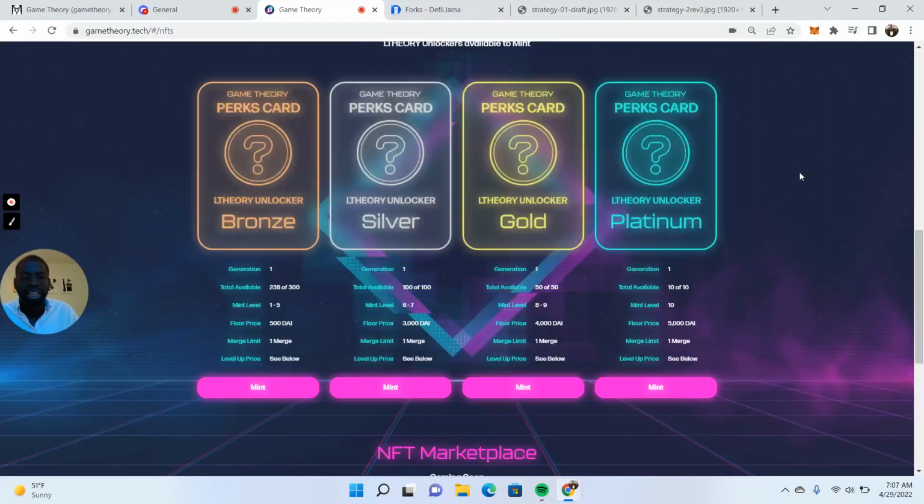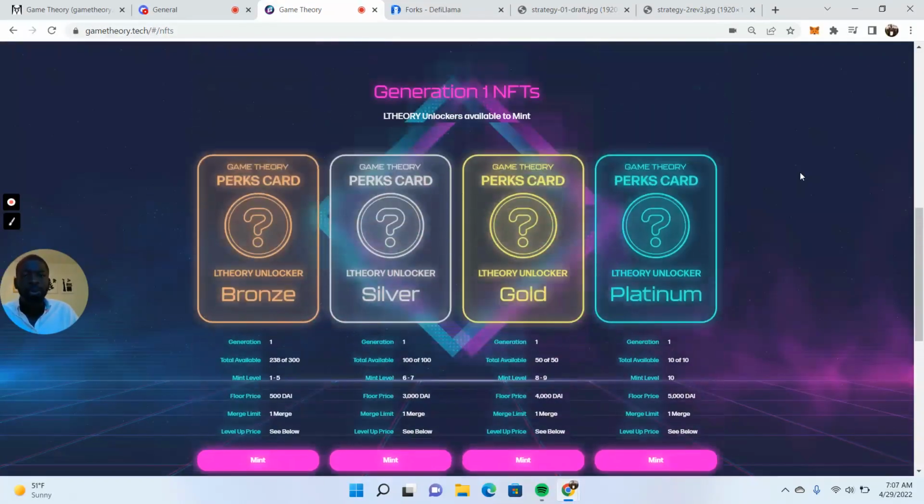So as you can see here, we have the 4 different types of Generation 1 NFTs that are available. We've got the bronze, the silver, the gold, and the platinum. Now that our vote has concluded, you can see the levels. Levels 1 to 5 are the bronze NFTs. Levels 6 and 7 are the silver NFTs. Levels 8 and 9 are the gold NFTs. And then level 10 is the platinum NFT.